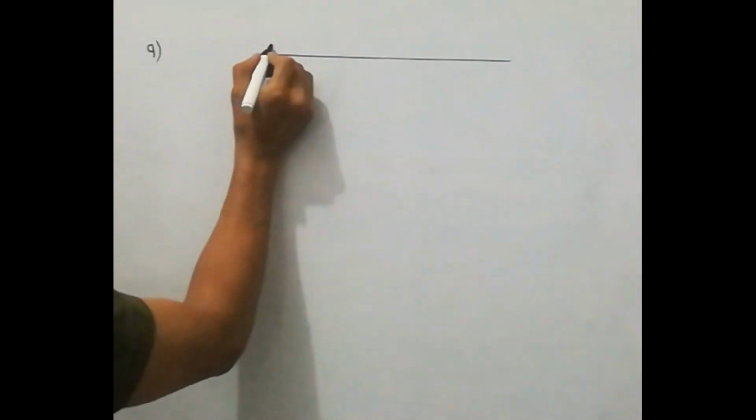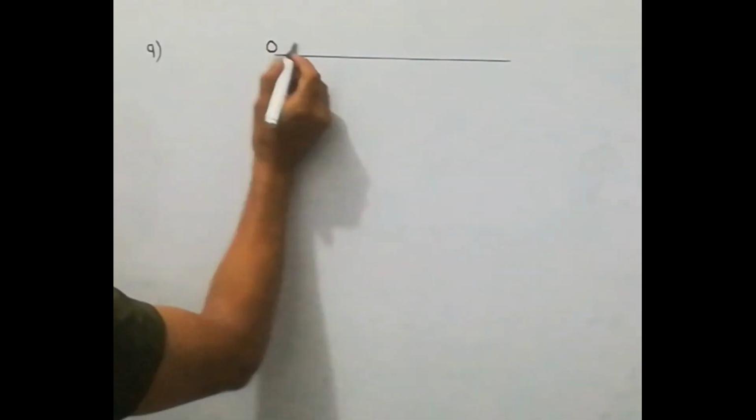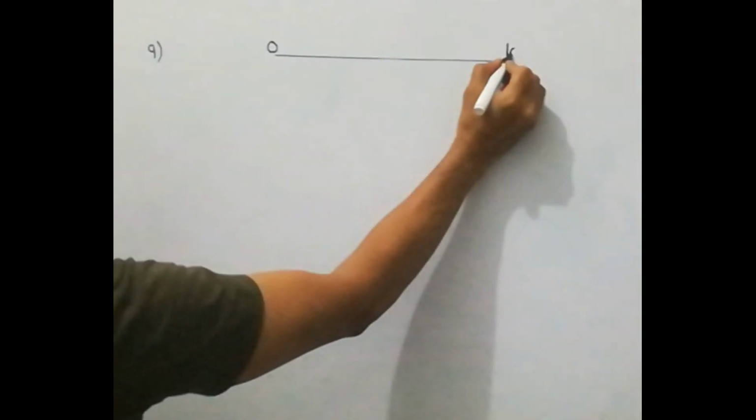Now let's see numerical number 9. What do they say in numerical number 9? Numerical number 9 says that a uniform meter rule. First of all, it's a uniform meter rule, so marking will be from 0 to 100. This will be the marking. It's a meter rule, so marking will be from 0 to 100.